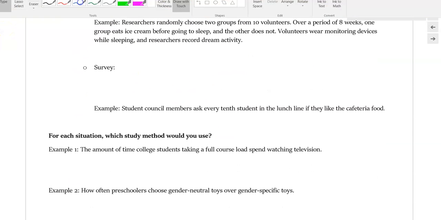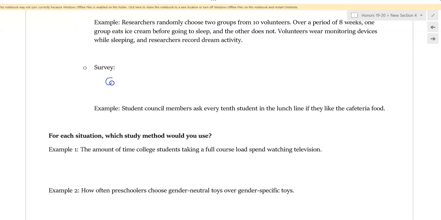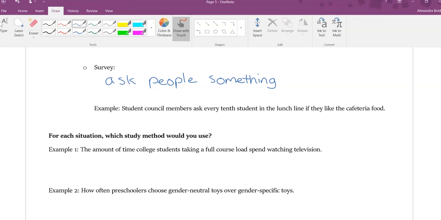And finally, survey. With surveys, you ask people something. So for example, student council members ask every 10th student in the lunch line if they like the cafeteria food. I'm asking, hey, do you like it? They respond yes or no. I'm not observing if they like it. I'm not splitting these people into two groups, just simply asking.